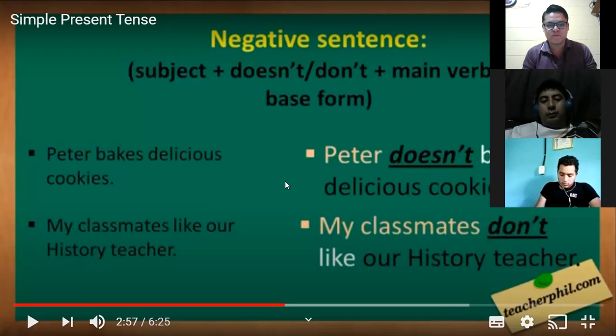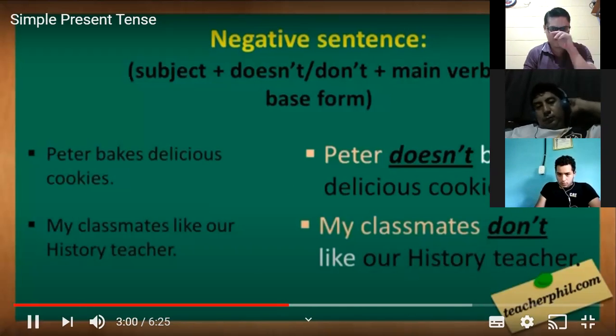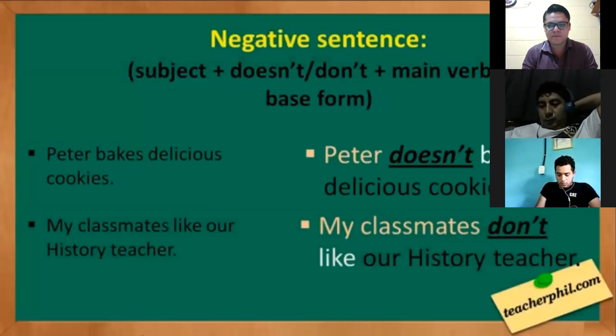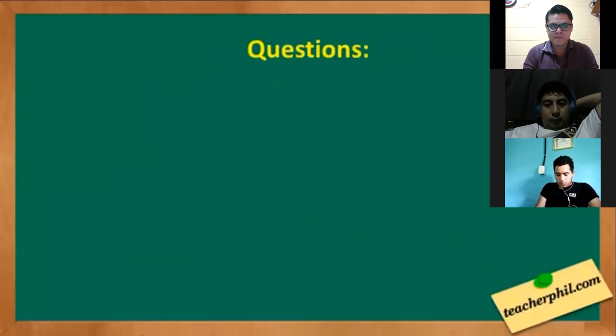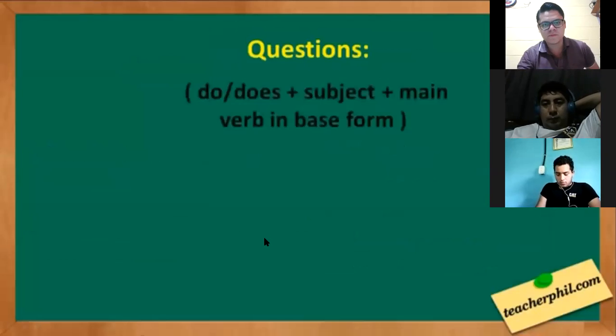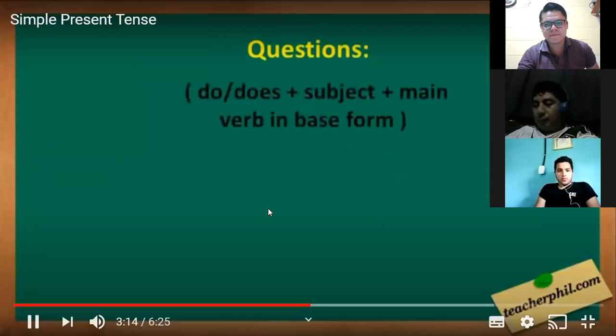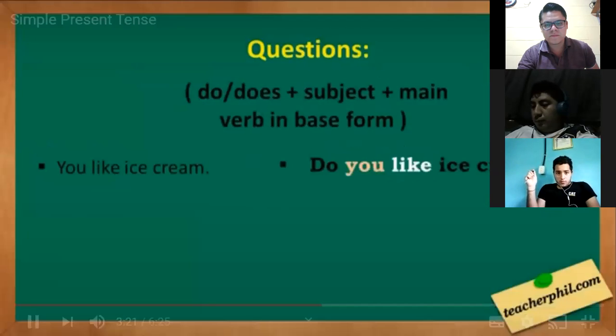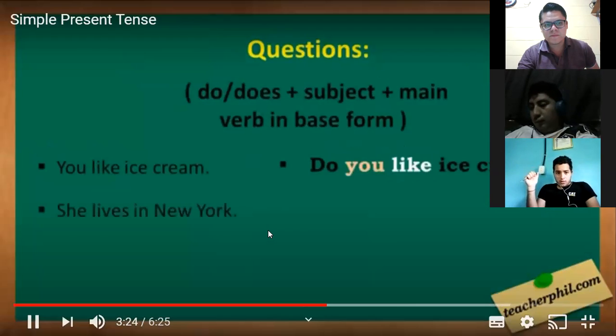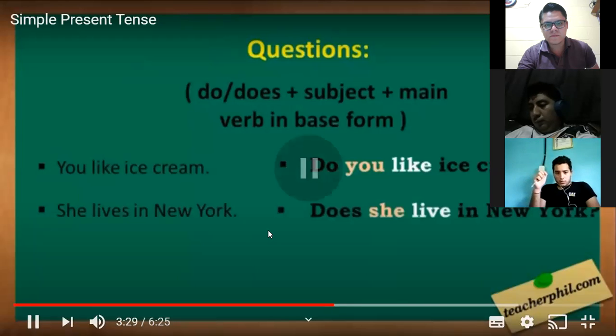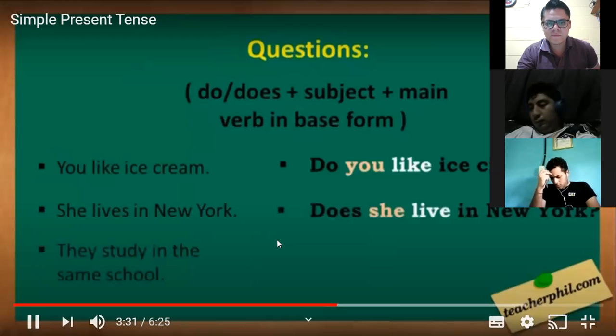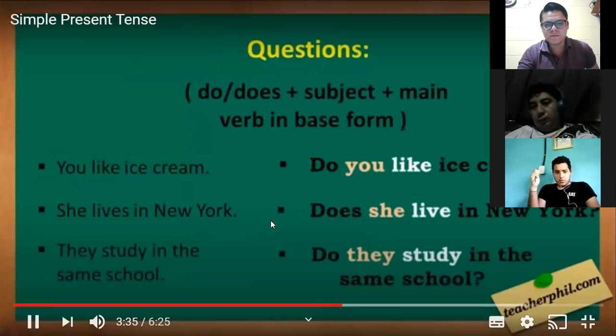If you notice, the main verbs in these sentences are all changed into their base form, bake and like. For questions, the sentence structure is do or does plus subject plus main verb in base form. Examples: You like ice cream. Do you like ice cream? She lives in New York. Does she live in New York? They study in the same school. Do they study in the same school?